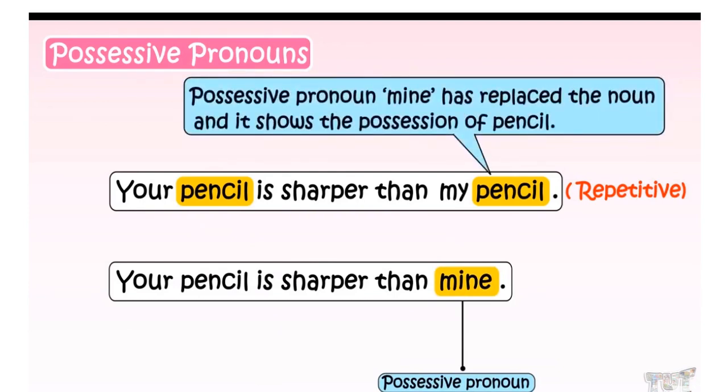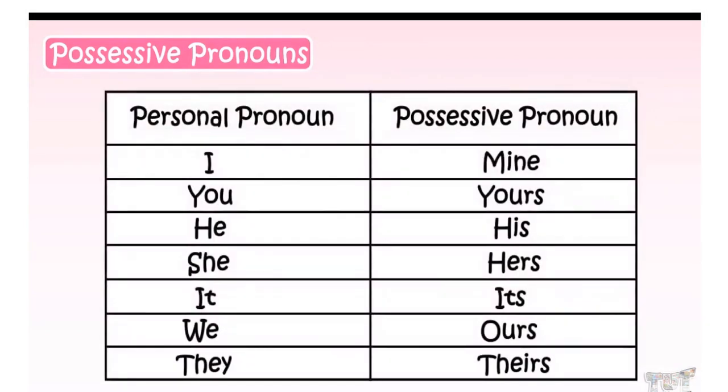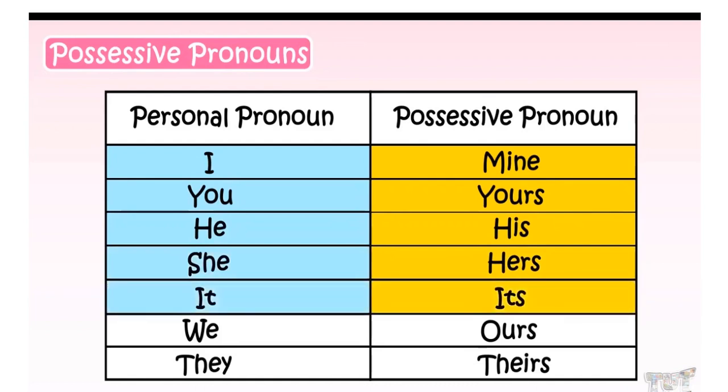Here we have a table which will help you to remember different possessive pronouns to be used for different situations. Mine is used to tell about the ownership of the pronoun I. Yours is used to tell about the ownership of the pronoun you. Similarly, his for he, hers for she, its for it, ours for we, theirs for they. Now let's see the usage of different possessive pronouns.